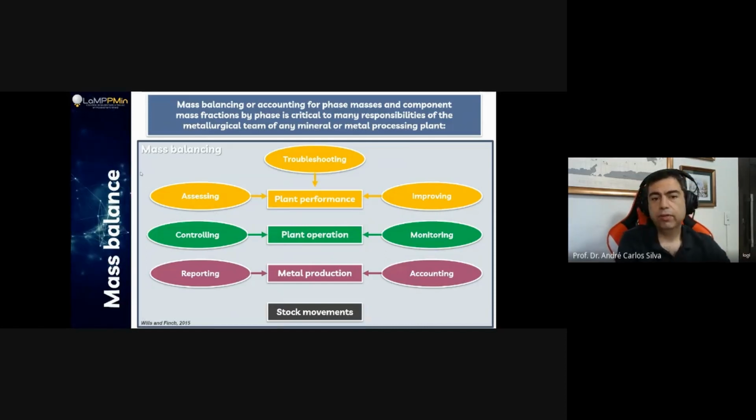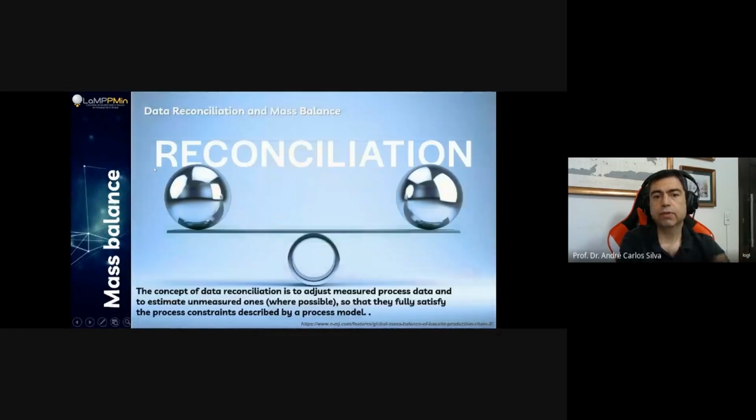Okay. So if you want to take a look at assessing, troubleshooting, or even improving a plant's performance, go for mass balancing. Okay. If you want to control or monitor your plant operation, definitely you need mass balancing. Even if you want to produce a report or an accounting regarding the metal production, mass balancing is the way to do it. Okay. And if you're into stock movements, mass balancing can also help you. So you can profit a lot if you have your company's mass balancing up to date. Okay. And that's what I'm going to try to show you.